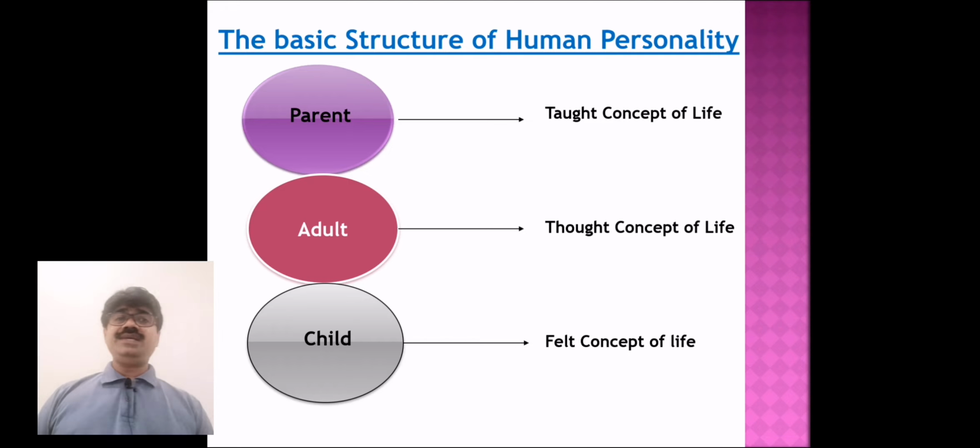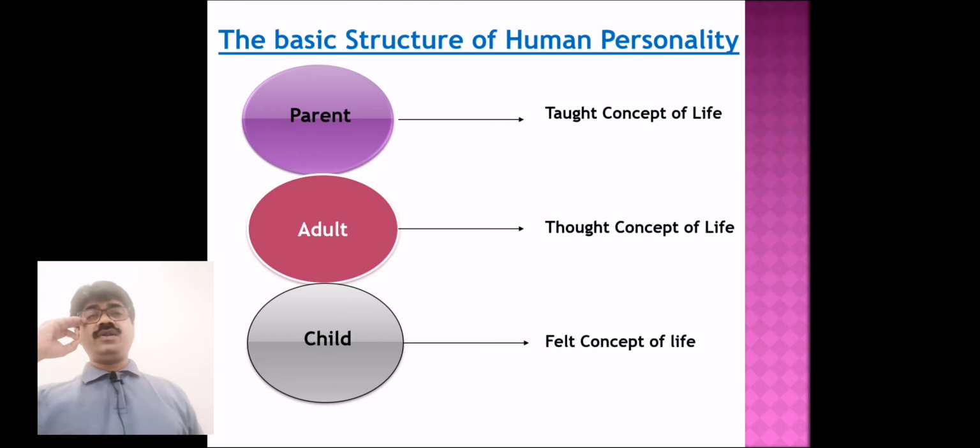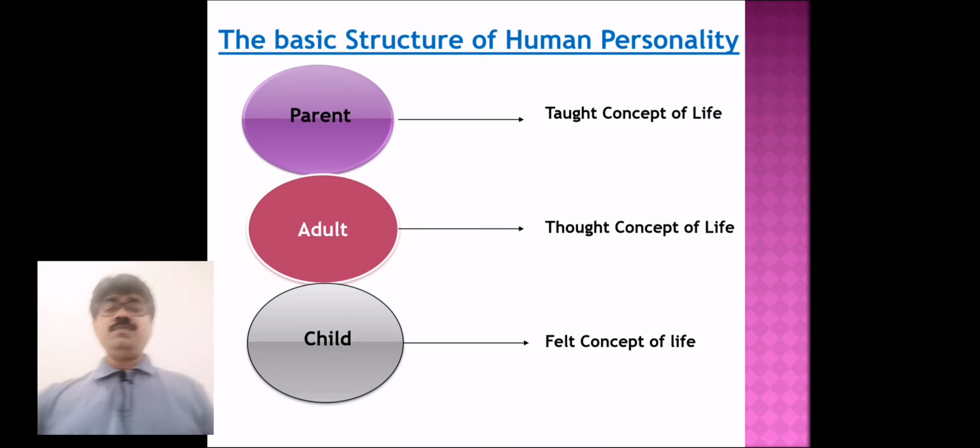Coming to the adult ego, that is not taught, that is thought. After thinking, you think before you behave in a certain manner. You analyze that, okay, I should be behaving like this. I don't want a problem with the person, so I'll behave very mature. You behave like a mature, grown-up person. That is when you are in your adult ego state.